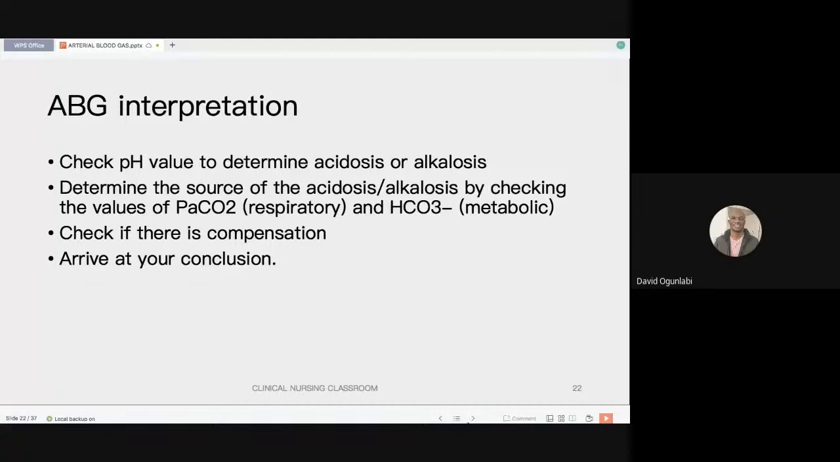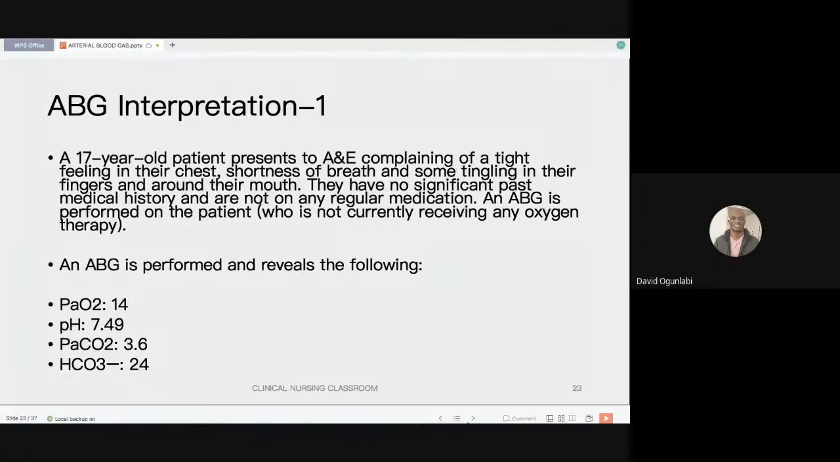A 17-year-old patient presents to accident and emergency, complaining of tight feeling in their chest, shortness of breath, and some tingling in their fingers and around their mouth. They have no significant past medical history and are not on any regular medication. An ABG is performed on the patient who is not currently receiving any oxygen therapy. So these are the values.